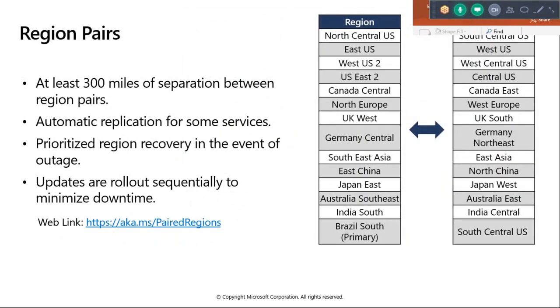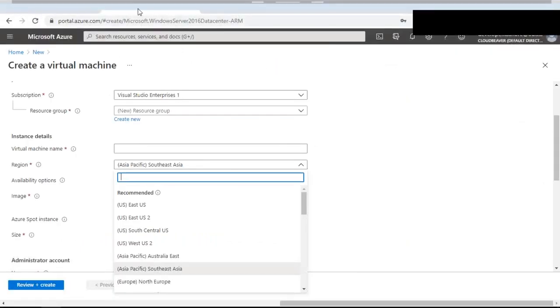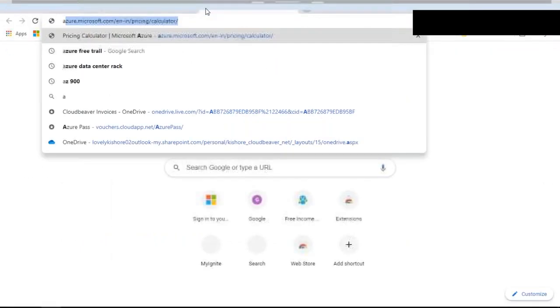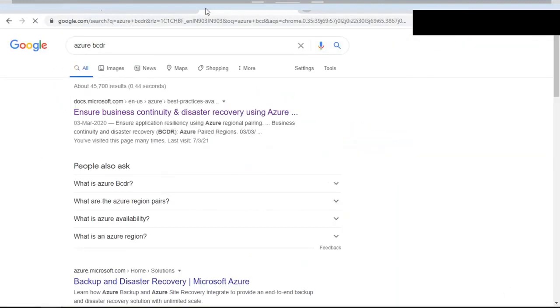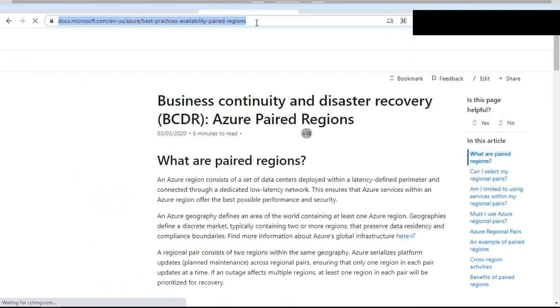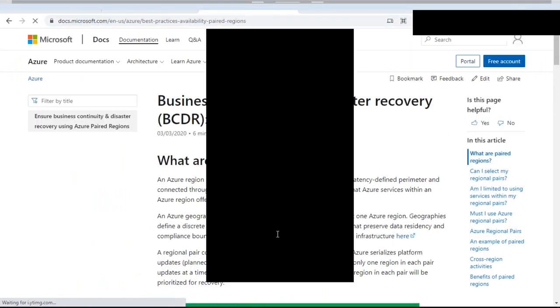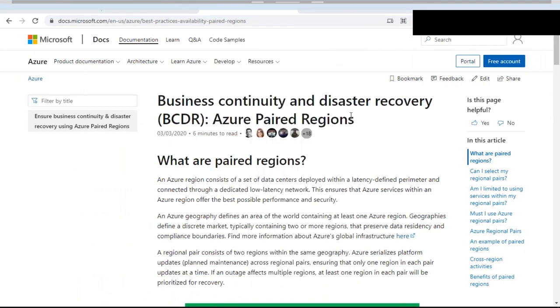What is a regional pair? Technically, you should know one particular factor that Azure or any cloud service provider should follow. Every cloud service provider has some consideration: at any cost, a cloud service provider like Azure or AWS is not supposed to take your data from one country to another country by themselves for business continuity and disaster recovery.